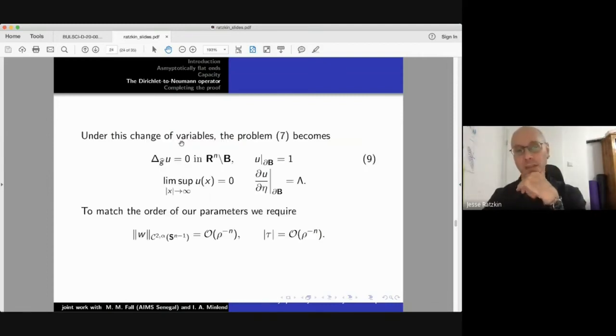Okay, so under this change of variables, my original problem I was trying to solve becomes, I want to find a harmonic function in this fixed set, the Euclidean space minus a unit ball. I want my boundary values to be 0. I want the lim sup to go to 0, and I want the normal derivative to be a constant. And to have my parameters all have the correct order, what I want to suppose is that the C2 alpha norm of my perturbation function is order rho to the minus n, and also that my translation is of size rho to the minus n.